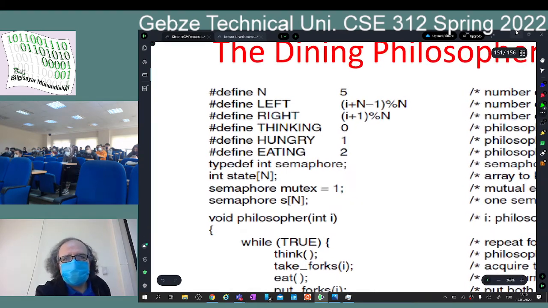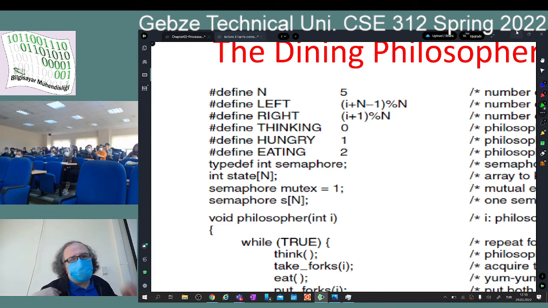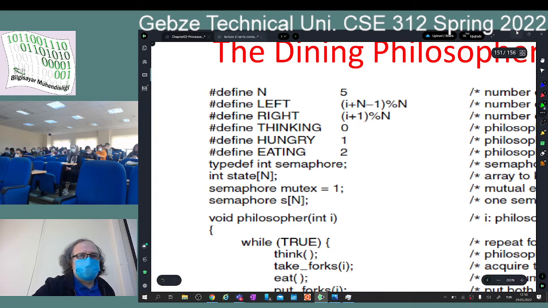Let's look at some data structures. I have n philosophers. There are two macros for left and right. Calculating right is very easy. If I am philosopher number i, I will add 1 to it and take the modulo n. If I am philosopher number 1, my right is 2 and my left is 0, right? So this is just simple mathematics.